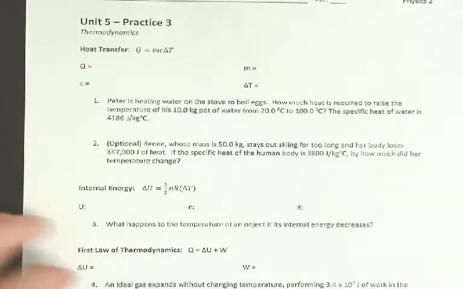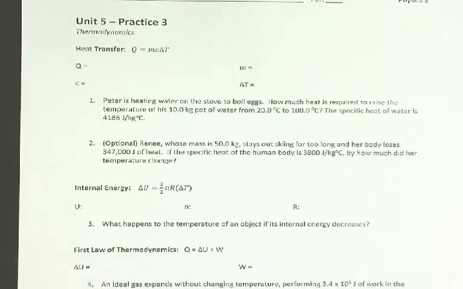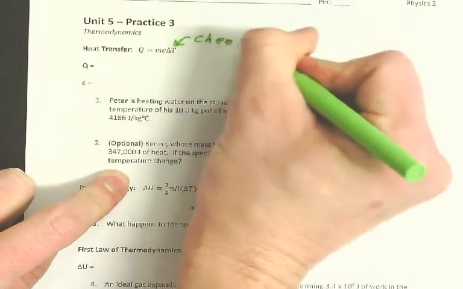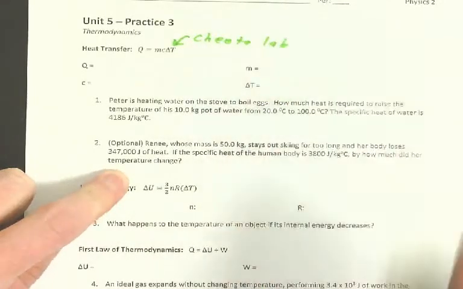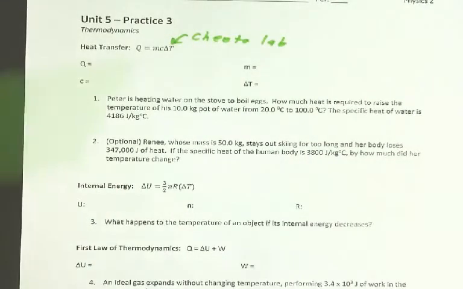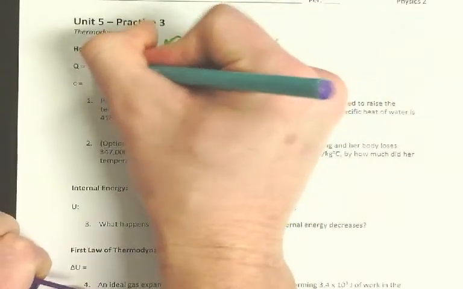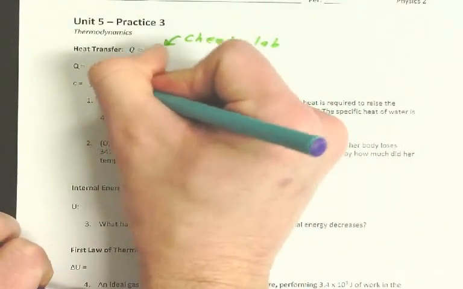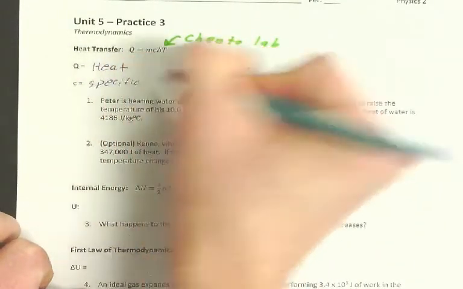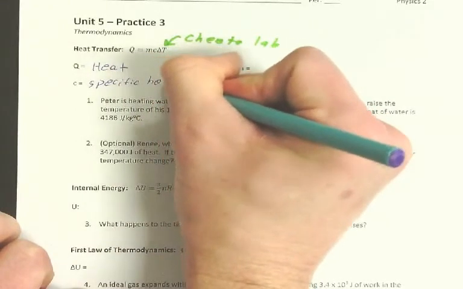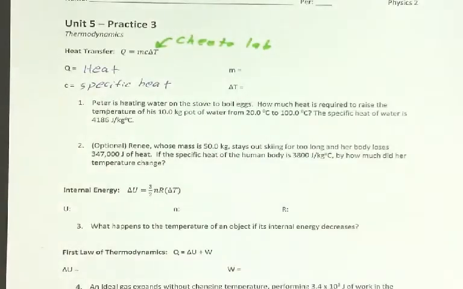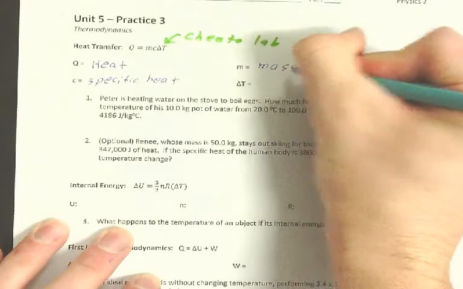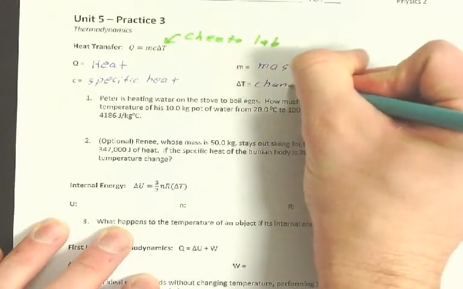Reading this equation. So the equation is Q equals mc delta T. This is the equation we used in the Cheeto lab. Okay? So Q stands for heat, obviously. C is specific heat. Again, totally makes sense. M is mass. Delta T is change in temperature.